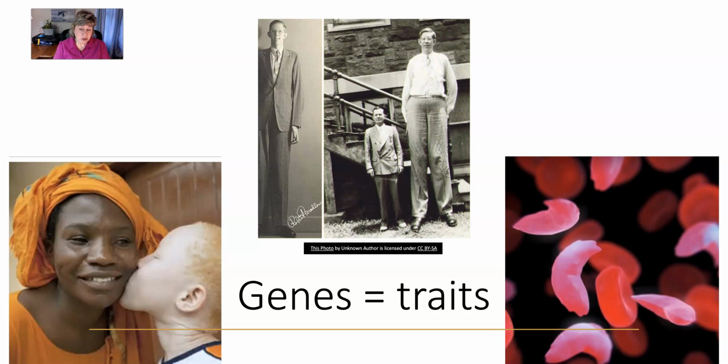So here are some genes that I have listed here just on my slide to show you some pictures. The one on the left-hand side is a little boy who has albinism, which you have probably heard of. Albinism is a loss of melanin production. And so you have lighter colored skin, hair, eyes. That's just a trait that some people have. There's nothing wrong with that.